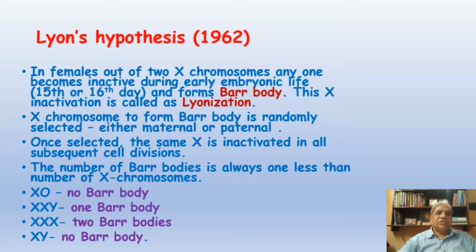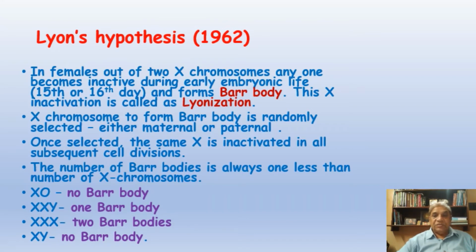Now the X chromosome that forms the bar body is randomly selected, as I just said. Either that X may be from the mother, or that X may be from the father. It means that in some cells the X chromosome from the mother becomes inactive, and in other cells the X chromosome from the father may also become inactive.